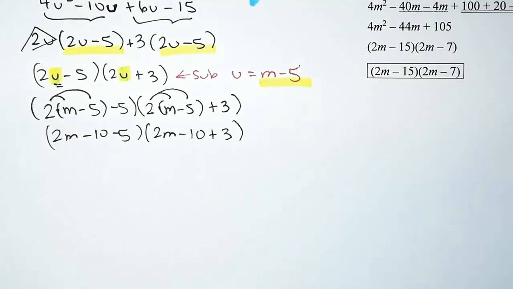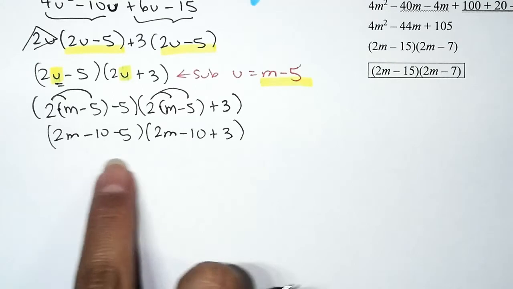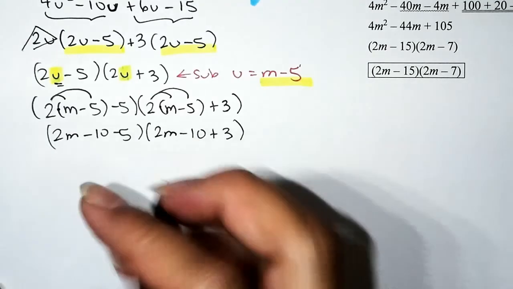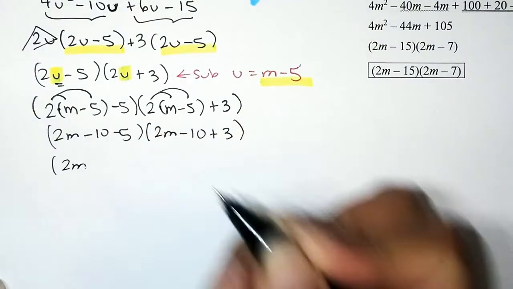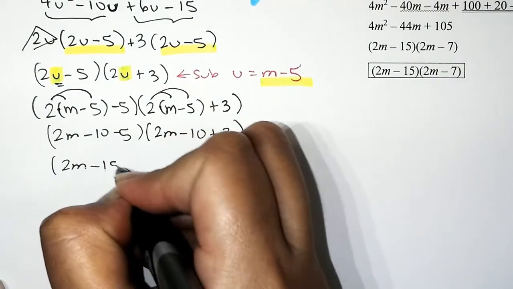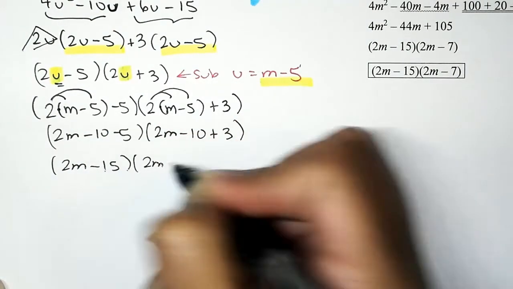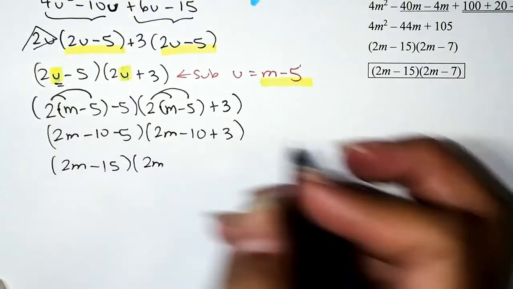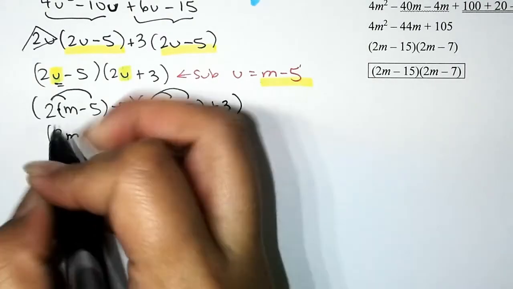Are we done? No. Why not? Because you can still simplify these expressions. When we combine like terms, negative 10 minus 5 will give us negative 15. When we combine like terms, negative 10 plus 3 is negative 7.